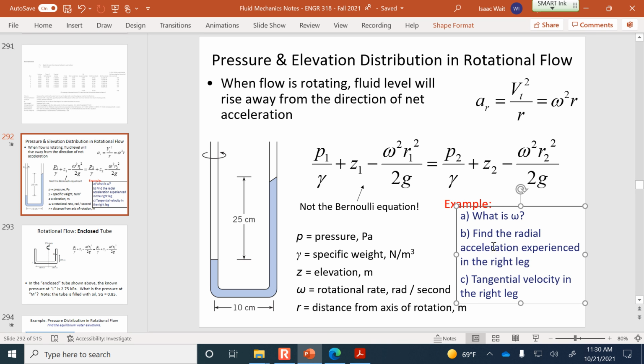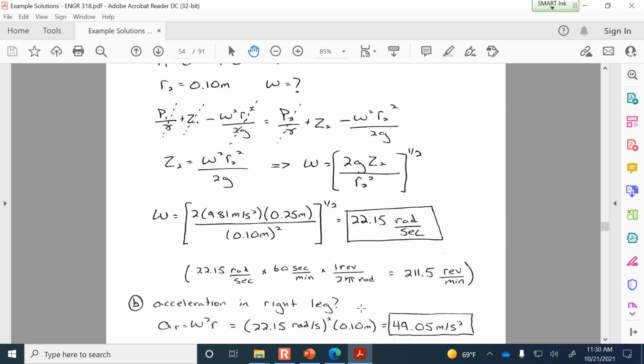All right, so the next part of this, part B, find the radial acceleration experienced in the right leg. So we know the radius is 10 centimeters. We know the rotational rate is 22.15 radians per second. And so the acceleration experienced in the right leg is going to be 22.15 squared multiplied by the radius. So it's 49.05 meters per second squared.